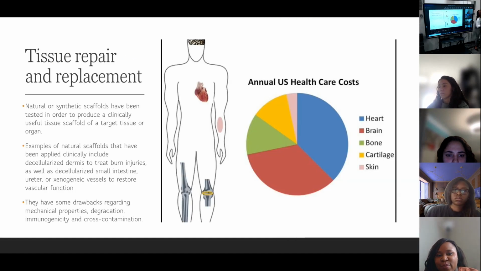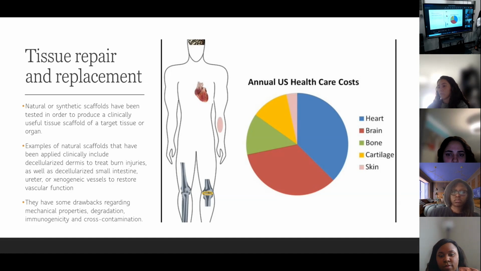Tissue repair and replacement in nanomedicine. Natural and synthetic scaffolds have been tested in order to produce a clinically useful tissue scaffold of a target tissue or organ. Examples of natural scaffolds that have been clinically applied include decellularized dermis to treat burn injuries, as well as decellularized small intestine, uterine, or xenogenic vessels to restore vascular function.